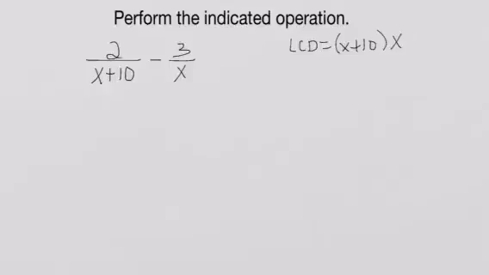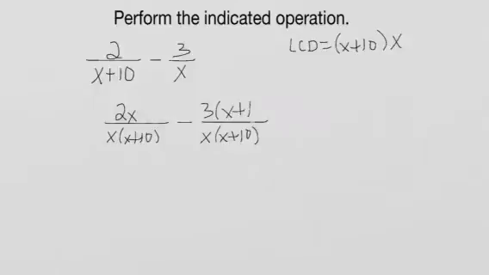And so we want to rewrite this as something over x times x plus 10 minus something over x times x plus 10. If we look at this first one, the 2 has the x plus 10, but it doesn't have the x, so that's what it gets multiplied by, and that's going to give me a 2x. The 3 over x is missing the x plus 10, and so that's what it gets multiplied by. It gets multiplied by whichever factor is missing from the LCD.